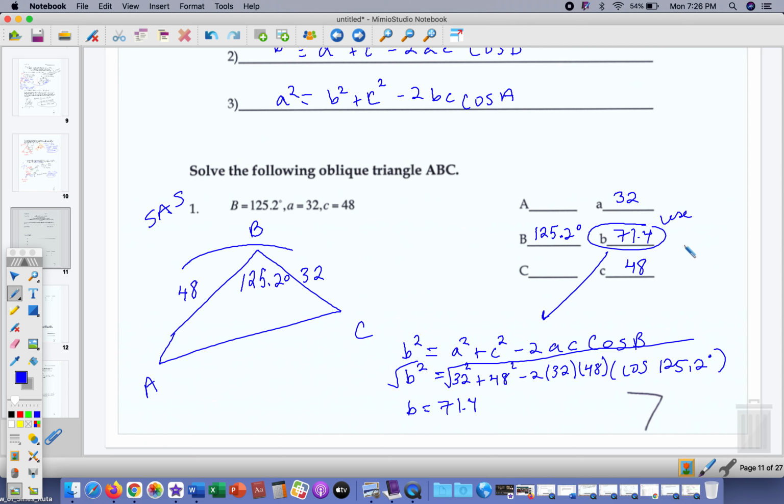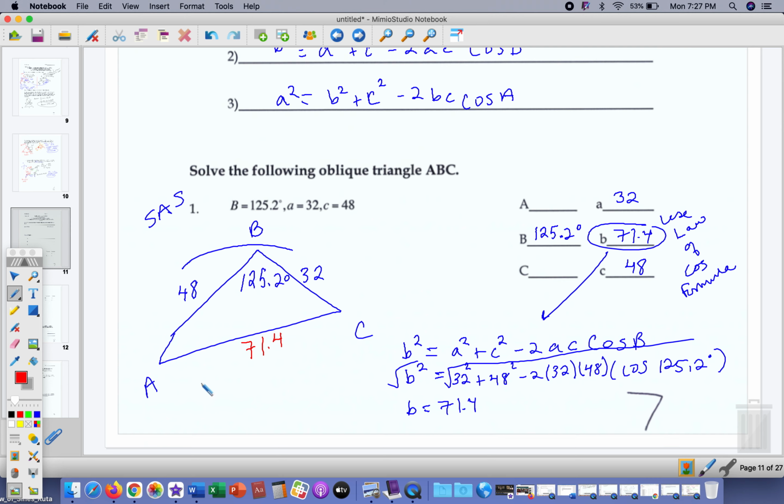So I have to use the law of cosines formula. That's what we did first. Now that we have little b, 71.4, we can use law of sines at this point. So you have to get started with cosines, but then we can use law of sines.